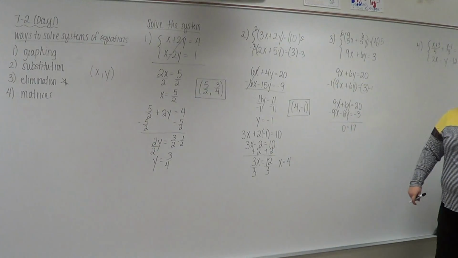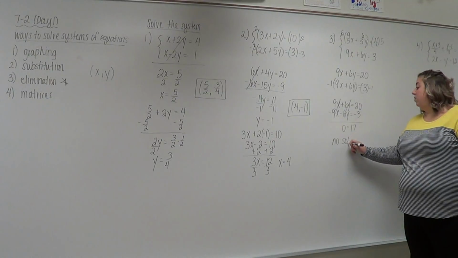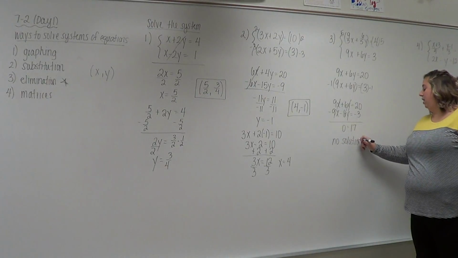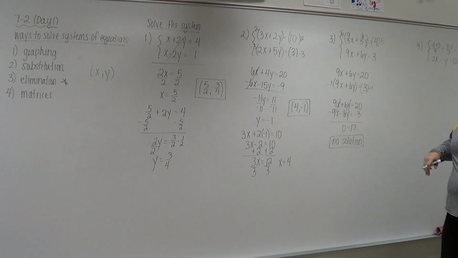Oh, that doesn't work. That's a no solution. What if you got 0 equals 0? Infinitely many. If you don't want to write out no solution, you just circle it and draw a line through it. If you don't want to write out infinitely many solutions, you can write IMS.